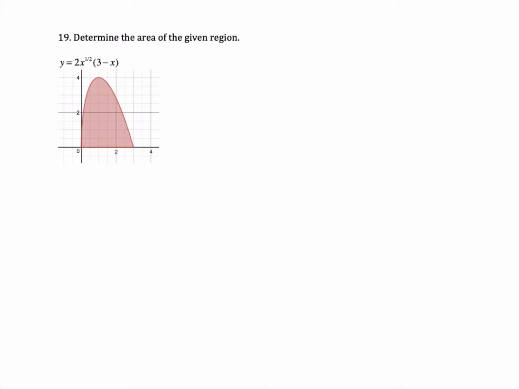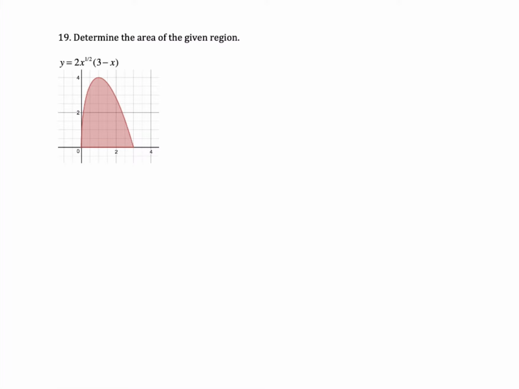In number 19, we want to determine the area of the given region. And so this looks like the area under the curve of 2x to the 1/2 power times 3 minus x. And what we learned is that in order to get the area under a positive curve, all we have to do is take the definite integral.